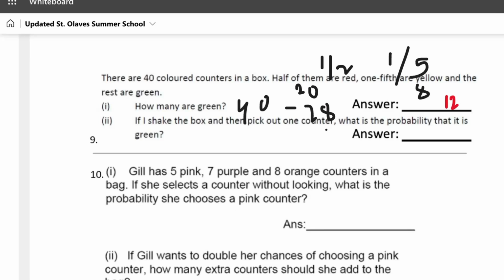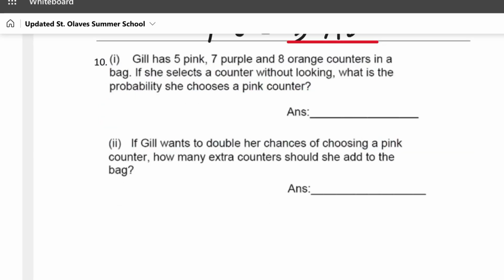Next one, if I shake the box and pick out the counter, what's the probability that it is green? 12 over 40. 12 can go into both, 4 can go into both of them. We get 3 over 10. So that's our answer.